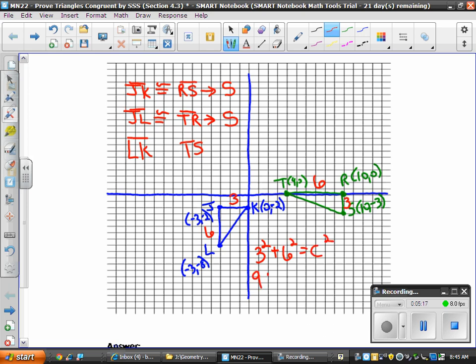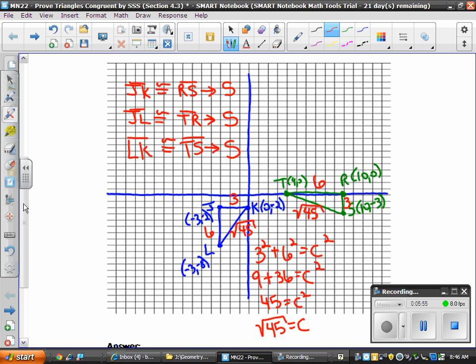So we have 9 plus 36 is equal to c squared. This is going to be 45 equals c squared. And when we take the square root of 45, that is going to be our length. So we have a length of square root of 45 here. And over here, if we use the Pythagorean theorem, clearly we would get the same exact thing. Now keep in mind, these are right triangles, so it's a little bit easier to see that the hypotenuse would be the same, but you would definitely have to prove it. So LK and TS are congruent, which gives me my third congruent side.